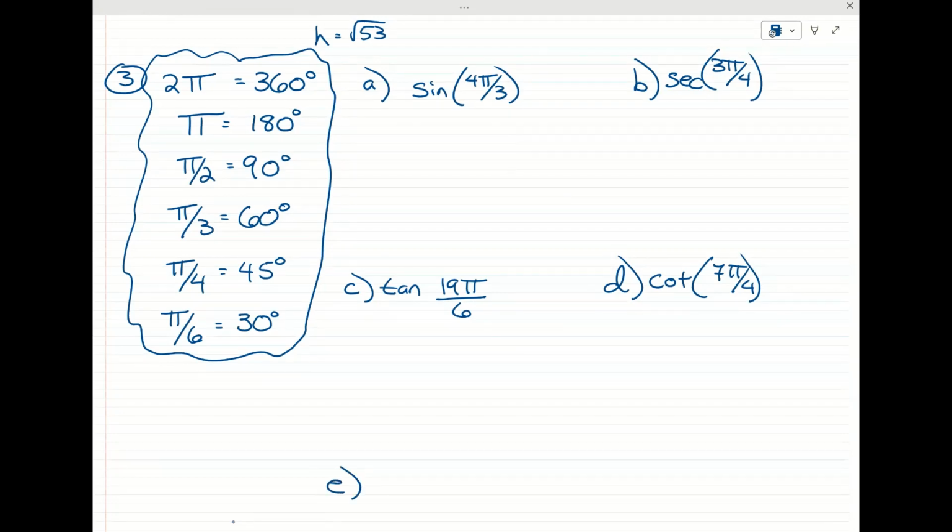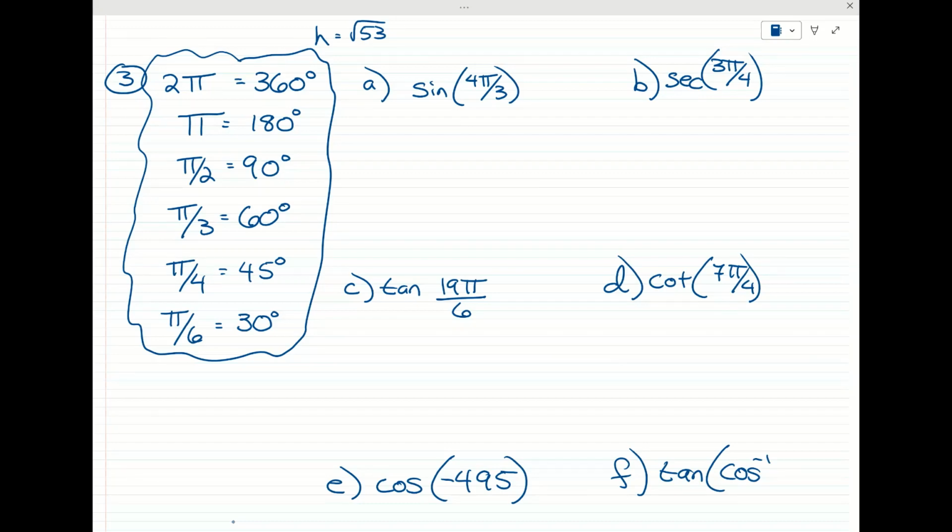Then we'll find the cosine of negative 495. And lastly, we'll figure out the tangent of the inverse cosine of 2/3. And let's make the 2/3 negative.